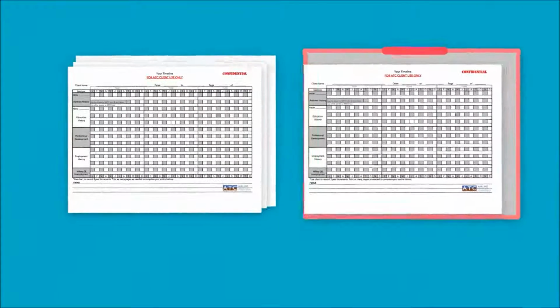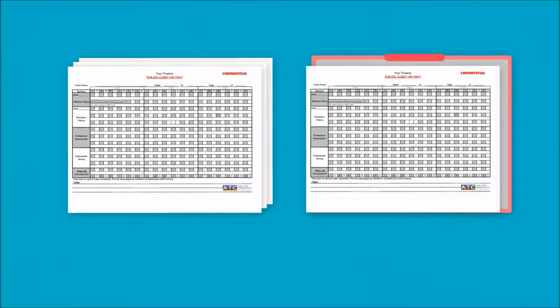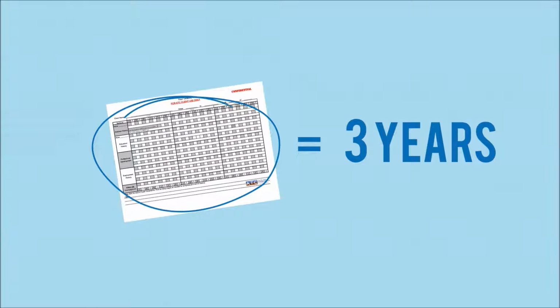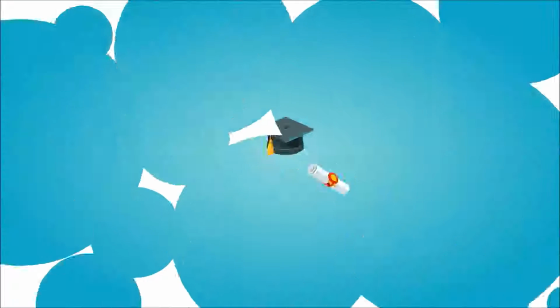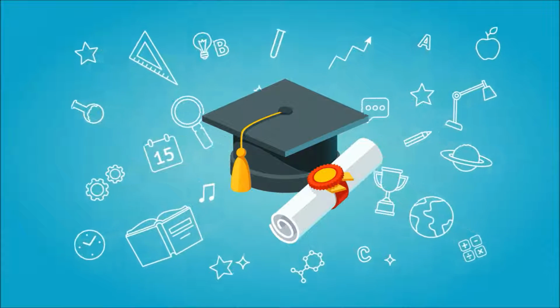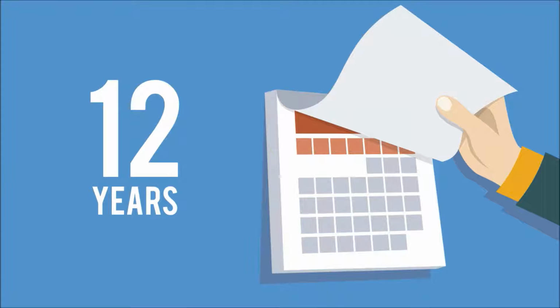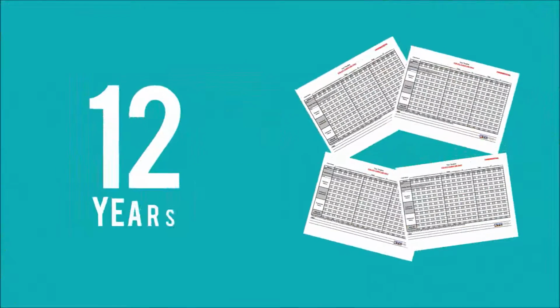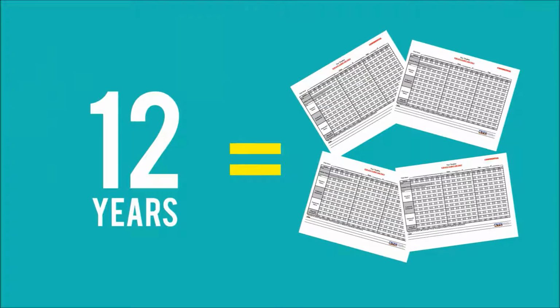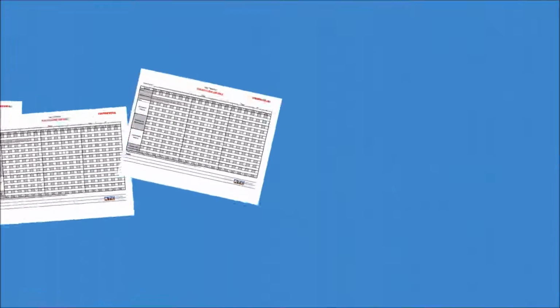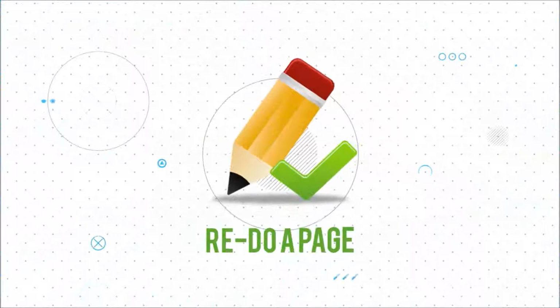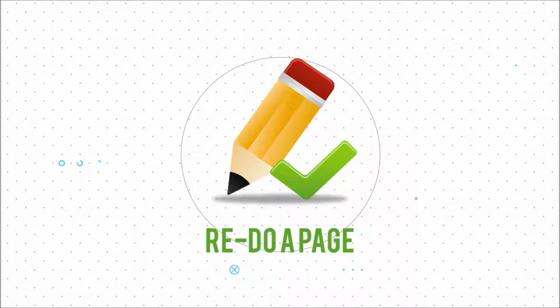Start by printing the appropriate number of pages needed to complete your timeline. Each page of this timeline represents 3 years' worth of data. For most, the timeline will start from your high school graduation date. Suppose it's been 12 years since graduation. You'll need to print 4 timeline template pages, because 12 years divided by 3 equals 4 pages. It's a good idea to print a couple extra template pages in case you make mistakes, or need to redo a page due to issues with legibility.